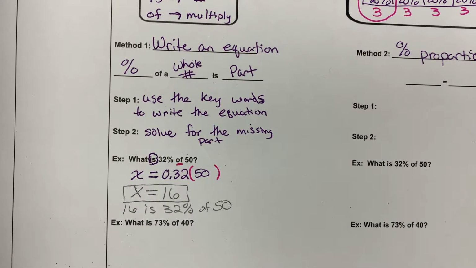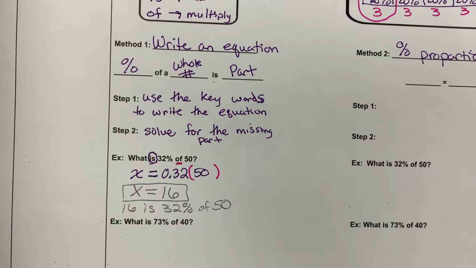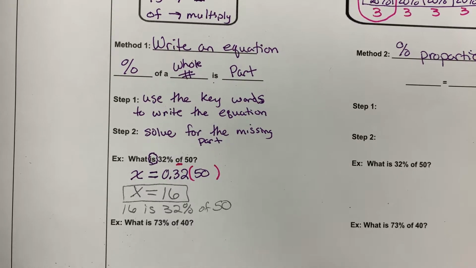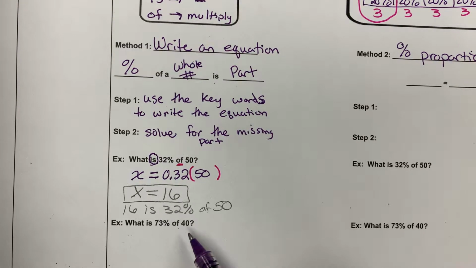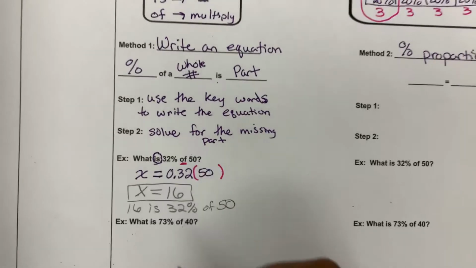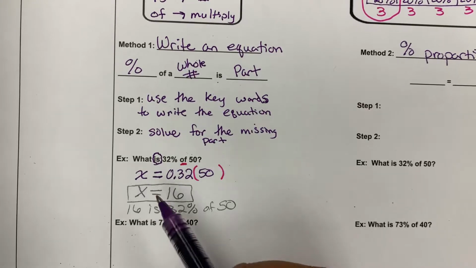We have what is 73% of 40. So when I'm thinking about this, I know that 73% is way more than 50%. So I would expect my answer to be way more than half of 40. Now I know half of 40 is 20, so I'm going to expect it to be more than 20. If I got an answer that was less than 20, then that would be my signal that, oops, I did something wrong. All right, so let's form our equation.